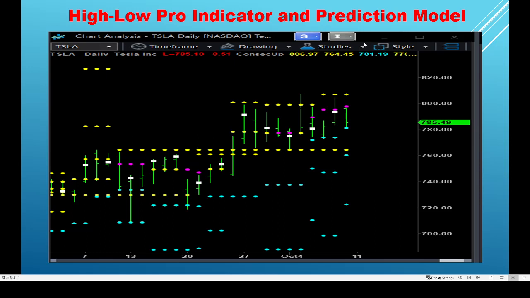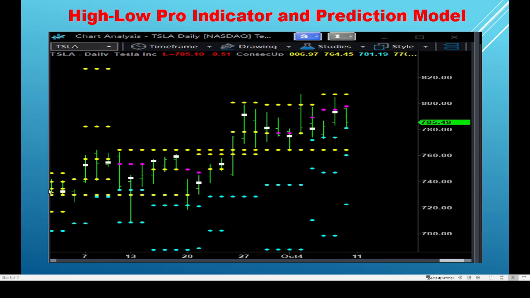So for example, this is a high-low pro indicator and also a prediction model based on the European developed high-low pro model. And this is a Tesla daily chart. That means each vertical line is real-time Tesla data in 1 day. That's a daily chart. So this is basically the candlestick of a daily chart. And there's some hidden resistance or support that was already plotted in advance. So it's a prediction model because it's already predicted even though the real-time data hasn't been finished in that time frame.